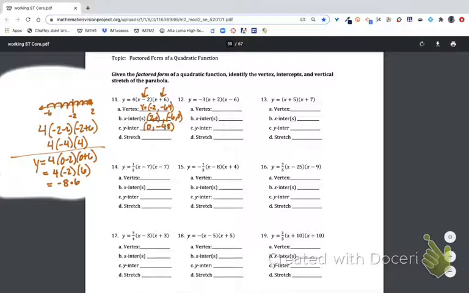The stretch is what is in front of the parentheses. It'd be 4.